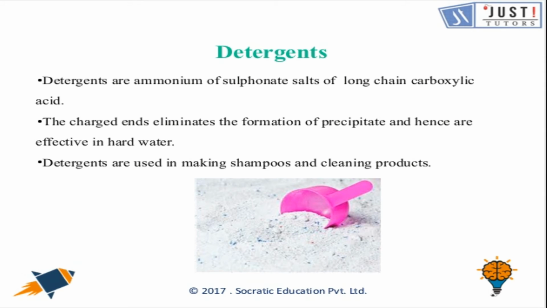The action is the same. They have the capability to dissolve in hard water. So they work well. The charge eliminates the formation of precipitate, which happened in the case of soap. If you use soap, there would be a precipitate, but in the case of detergent it doesn't happen, and hence they are effective in hard water. These are used in making shampoos and other cleaning products.